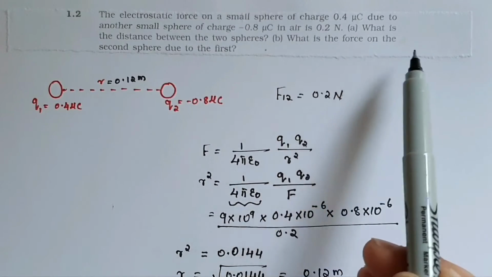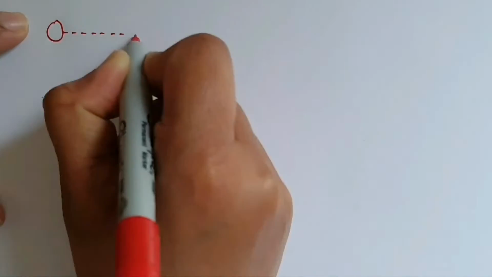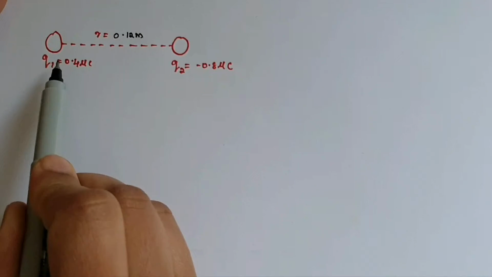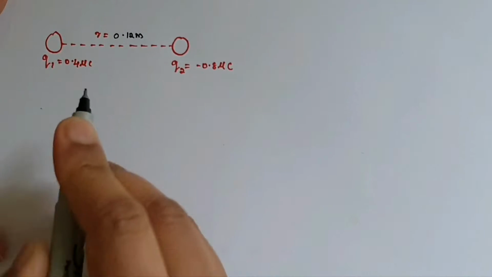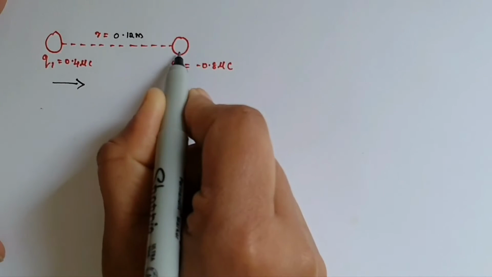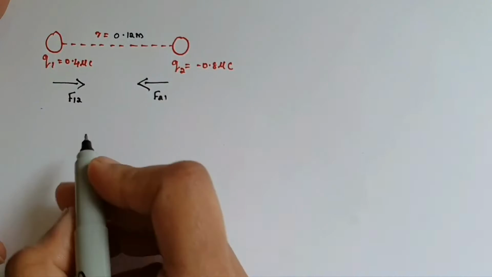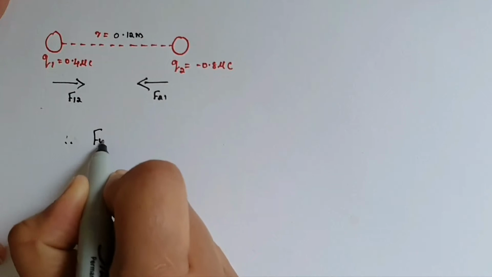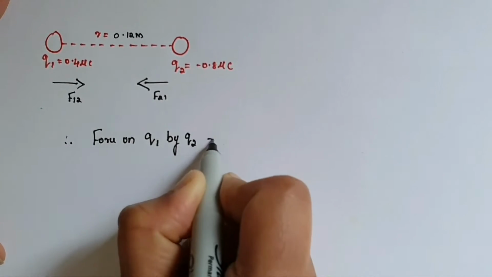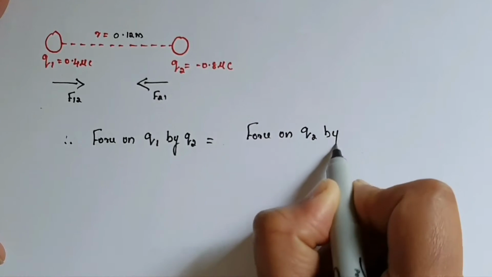B. What is the force on second sphere due to first? We know that Coulomb's law obeys Newton's third law. That is, whenever one body exerts a force on a second, the second one exerts an equal and opposite force on the first. This is Newton's third law. Therefore, force on Q1 by Q2 is equal to force on Q2 by Q1.